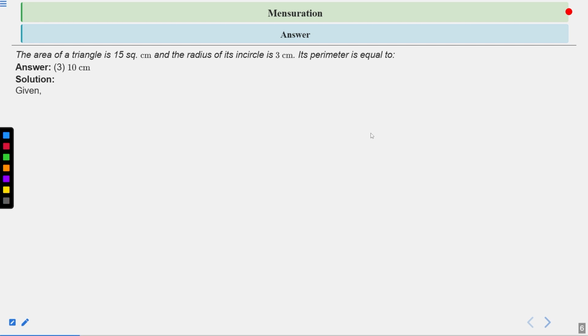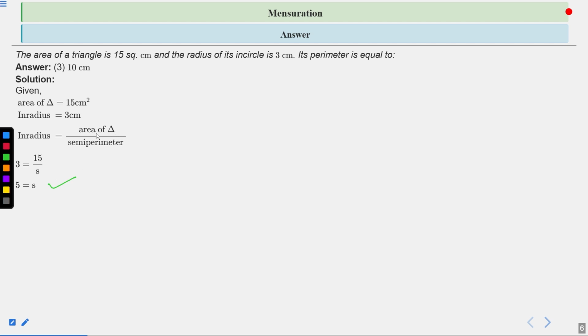Given that the area of the triangle is 15 centimeter square, and the inradius of the triangle is 3 centimeter. So for the inradius we know that it is area of triangle upon semi-perimeter. Now we calculate the semi-perimeter because we have the inradius and the area of the triangle. So it will become 3 equals 15 upon s, or we can say that s becomes 5.